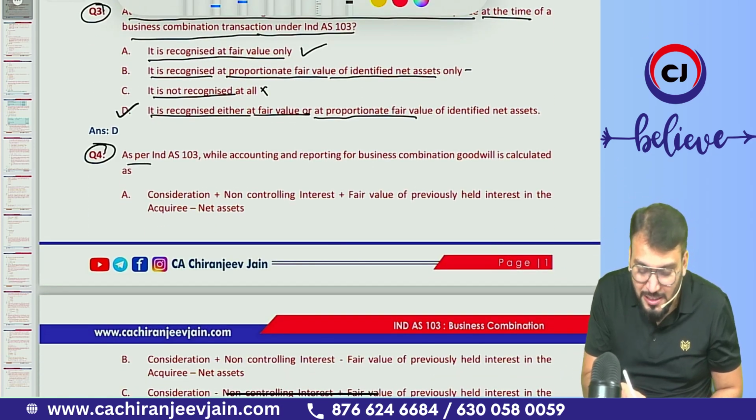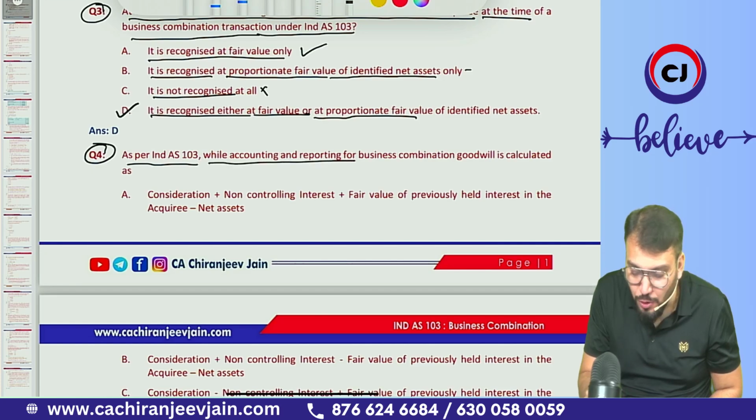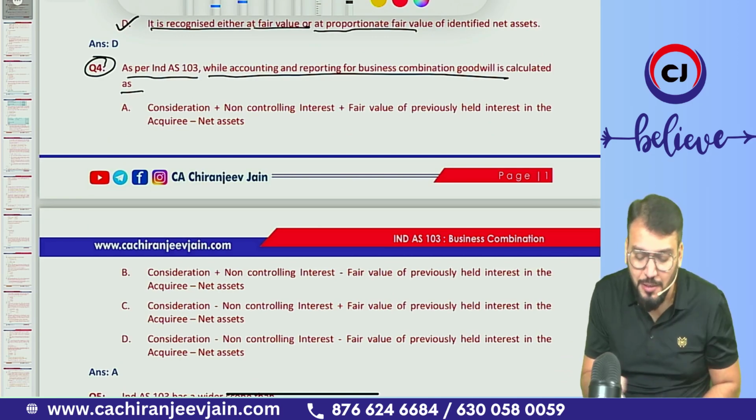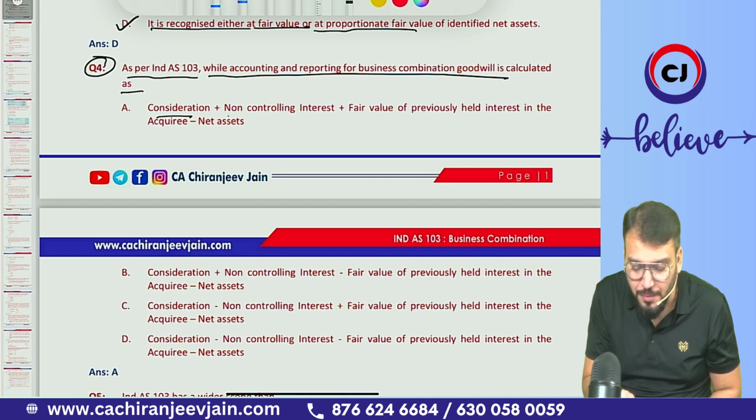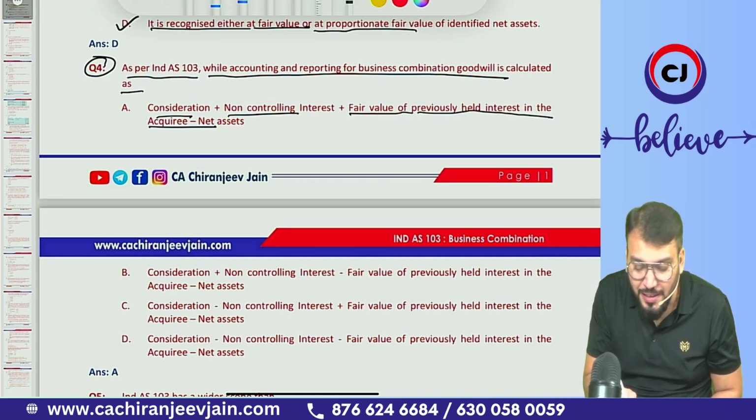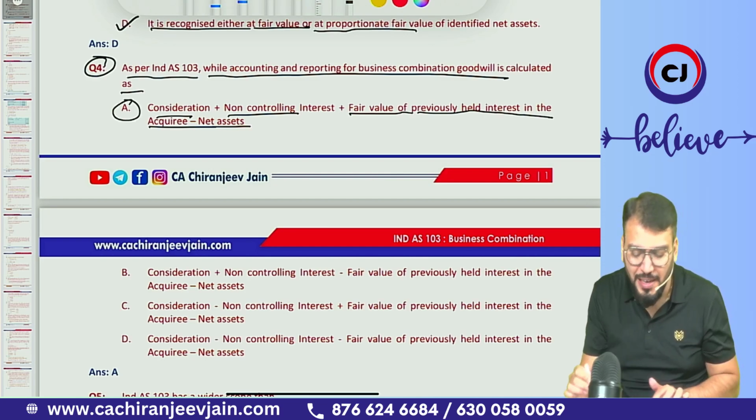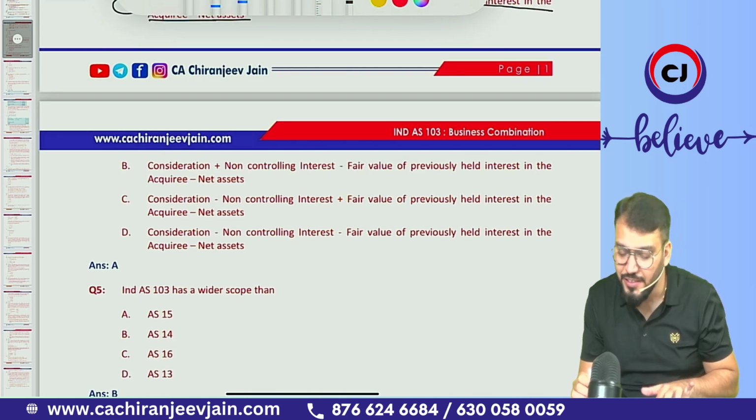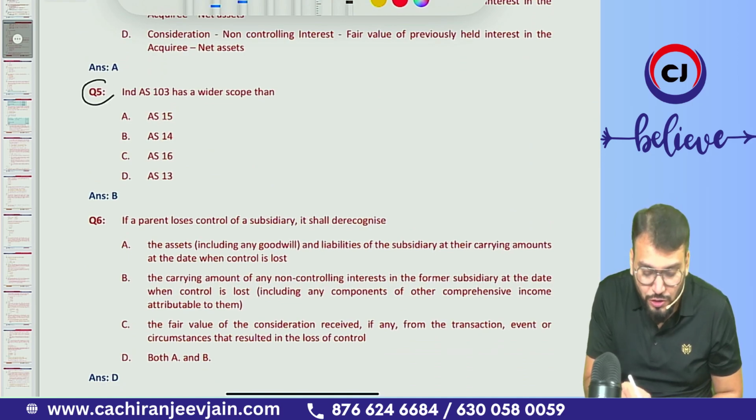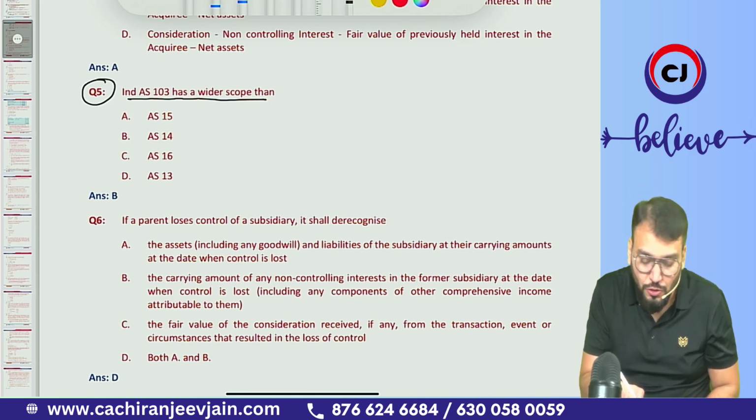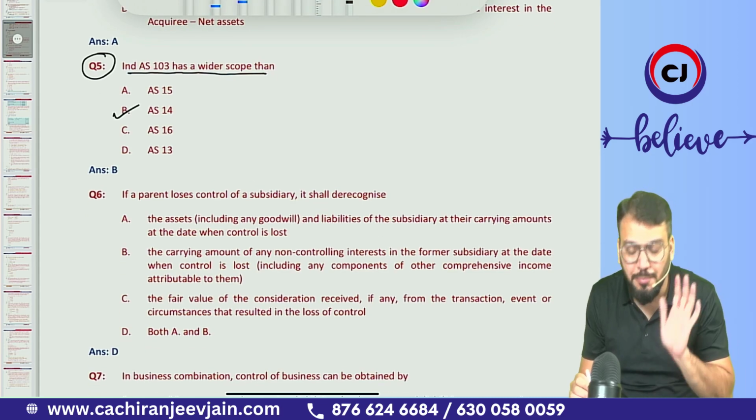Question number 4. As per Ind AS 103, while accounting and reporting for business combination, goodwill is calculated as the same question has been asked two times, but here the options are different. Consideration plus NCI plus fair value of previously held equity interest in the acquiree minus net assets. So of course, option number A is correct only. You can read B, C, D. They are not correct. Option number A is correct. Then coming to question number 5, Ind AS 103 has a wider scope than, of course, the corresponding accounting standard, AS 14. So option number B is correct.